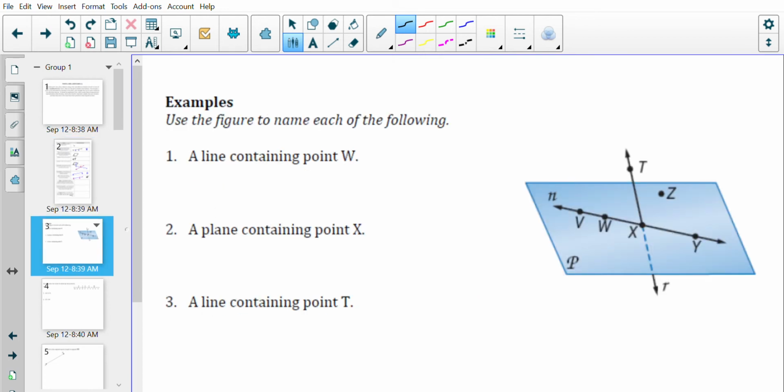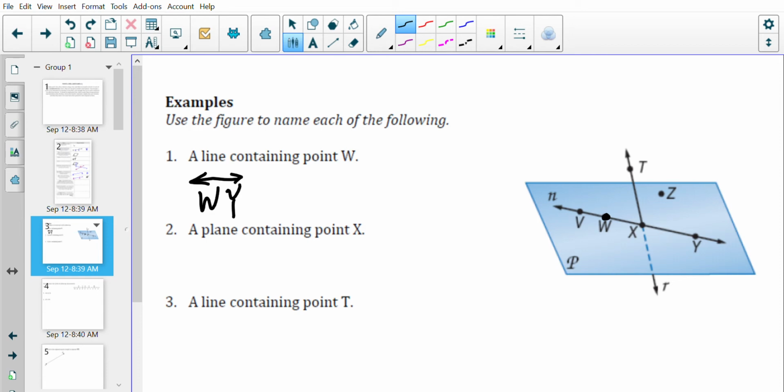Here we can use this following figure to name each of the following. So we need a line containing point W. Here we see point W right there. So I just need 2 points, one of them being W. So we know the symbolage for a line. One of our letters has to be W, and then I can pick any other letter on this particular line. So I could pick V, X, or Y. Let's use Y. It doesn't really matter which of the other 3 letters we pick.